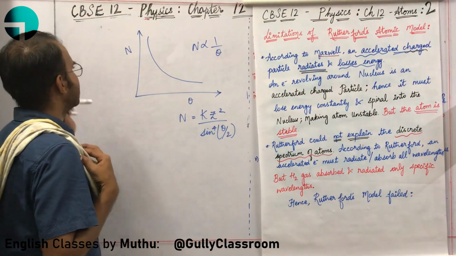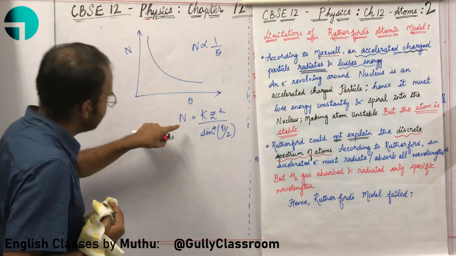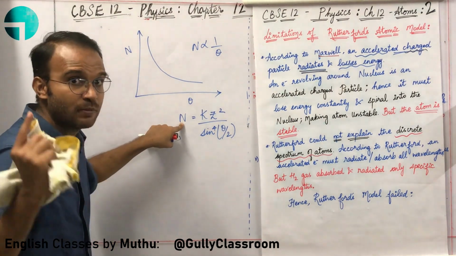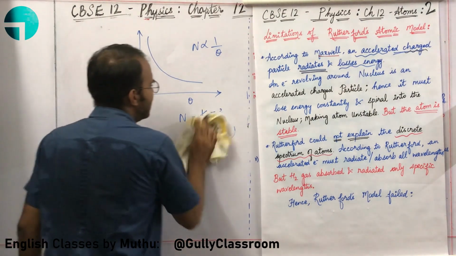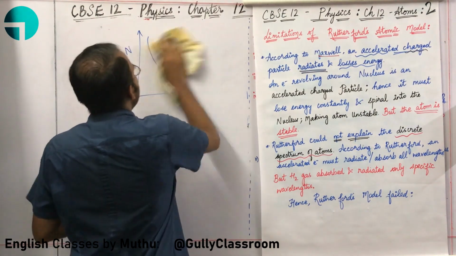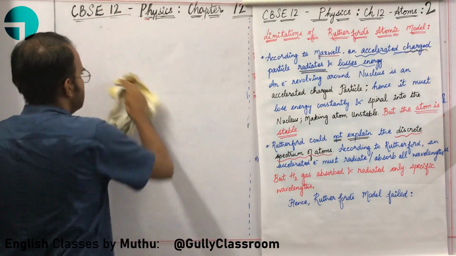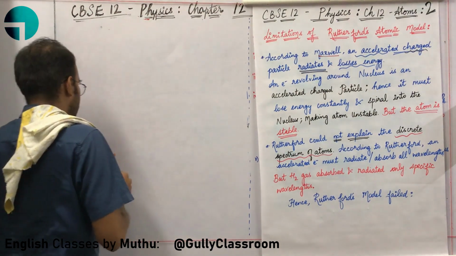So what else did Rutherford talk about? Here also in the formula, N, the total number of scattered alpha particles, and theta, the scattering angle, are inversely proportional to each other. We also saw what is B. B is the impact parameter.